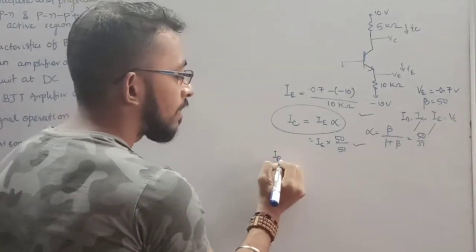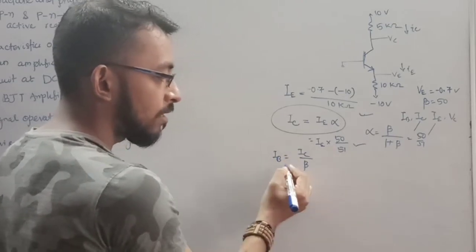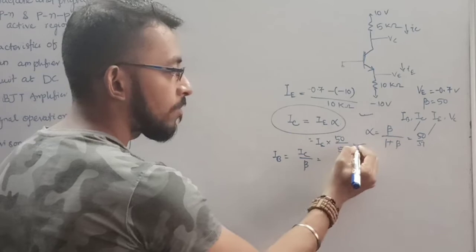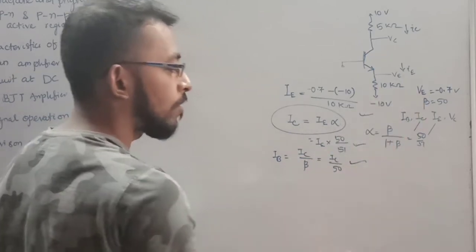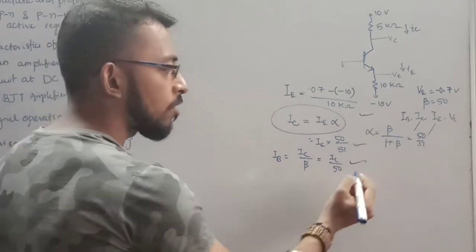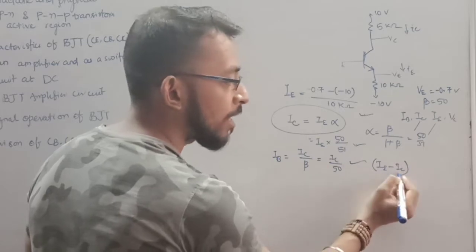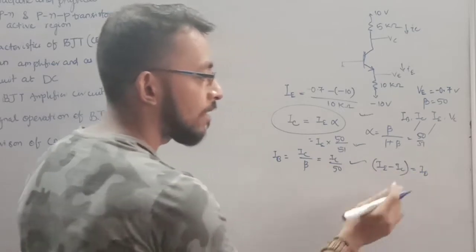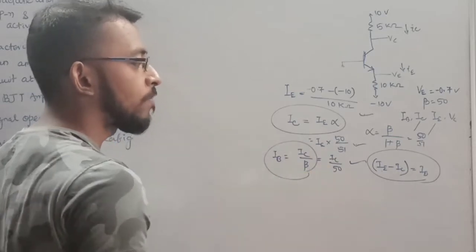Now IB. What is IB? IB is nothing but IC upon beta. This is the relation between IC and IB. From here we found the value of IC. Just divide by 50. You will get the value of IB. Or in another way, how we could find IB is nothing but IE minus IC, which is nothing but IB. You use this relation or this relation, anyway you can find the value of IB.